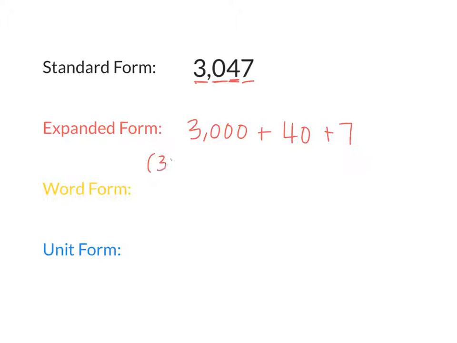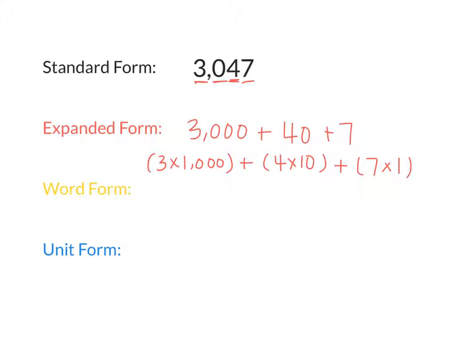As we've talked about, another way is to really expand it out and say we have 3 copies of 1,000. We have 4 copies of 10. And we have 7 copies of ones. Go ahead and write the expanded form. You can choose whichever way you'd like.